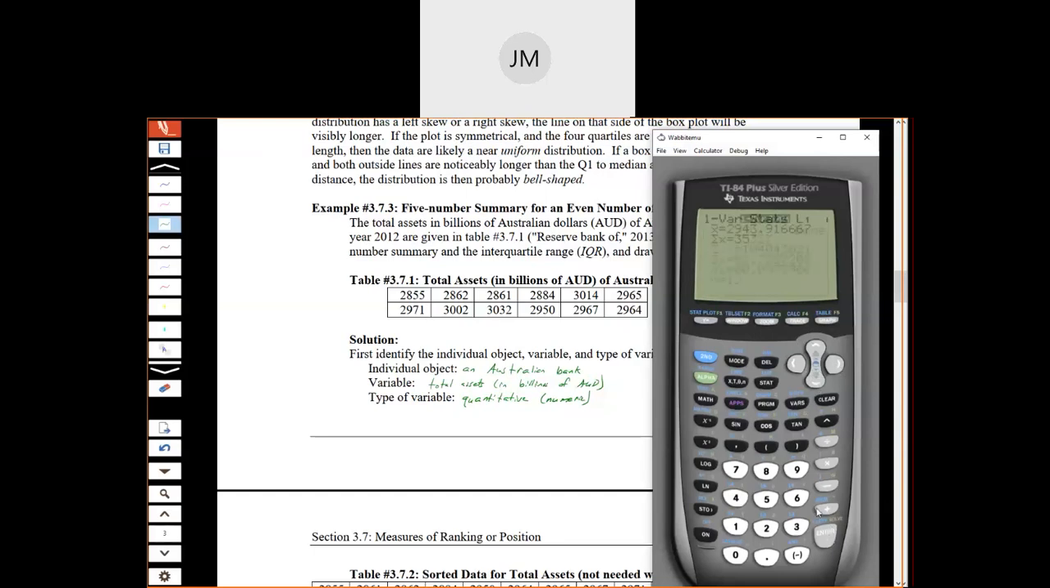I hit Calculate. Starting at the top is things that we're not looking for right now, but it tells me the mean and the standard deviation. And when I scroll down, I can see here's my full 5-number summary. I get the minimum value, first quartile, median, third quartile, max. So it's a really easy way to get all of that information. I don't have to manually find stuff.